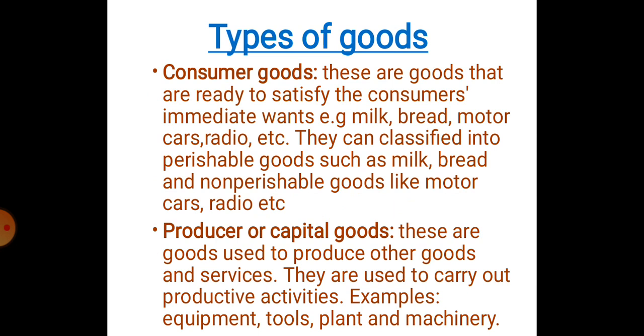Types of goods that can be produced. There are two types of goods that can be produced, namely consumer goods and producer or capital goods. This we shall explain one after the other.